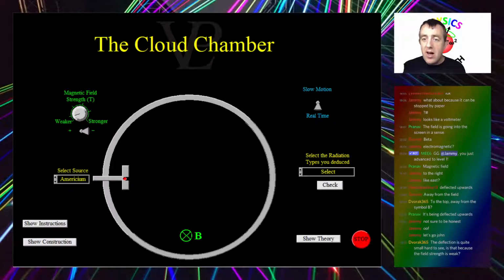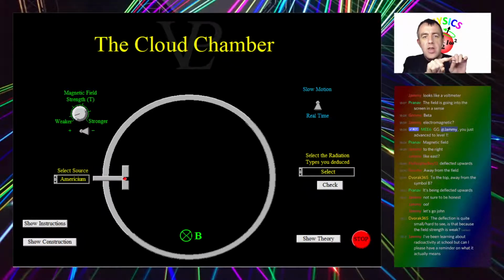It is very, very hard, partly because of the size of the magnetic field needed, but another part is because the specific charge of the alpha particle is so low. Because the specific charge is so low, because alpha particles have got so much mass, the deflection is very, very slight.